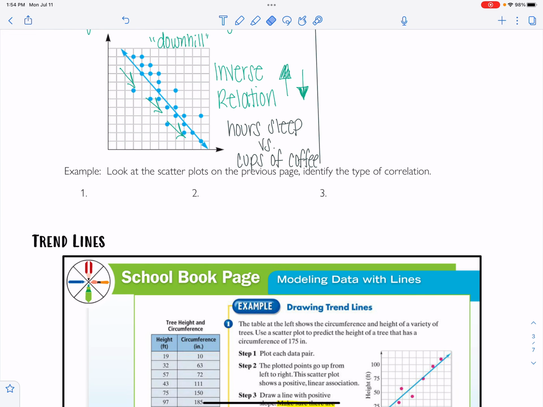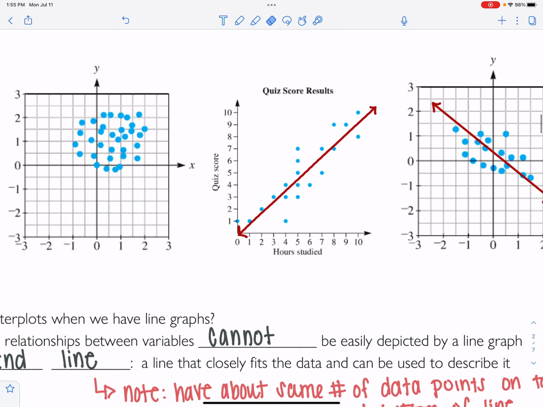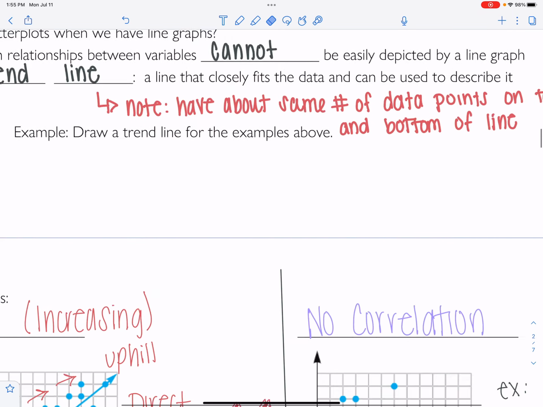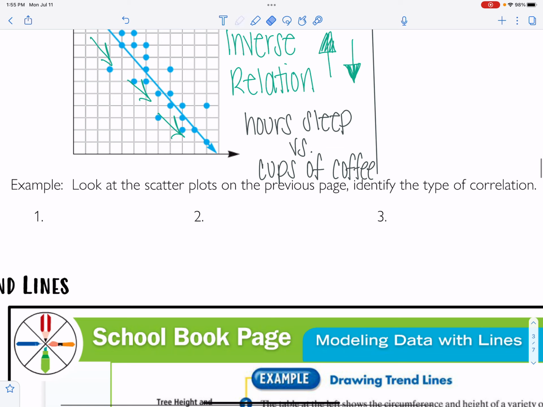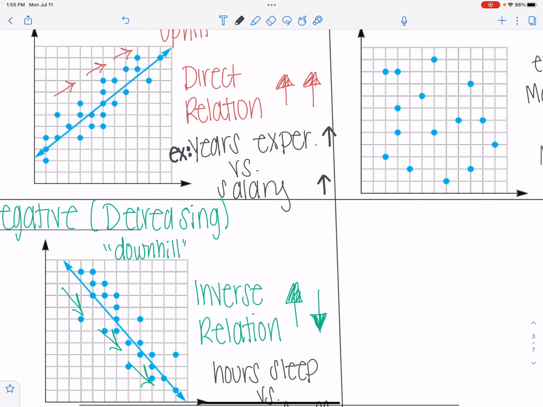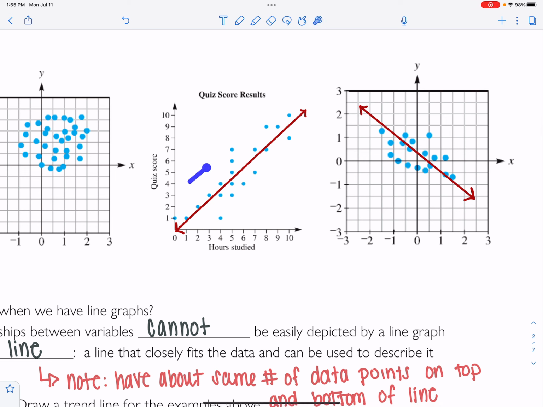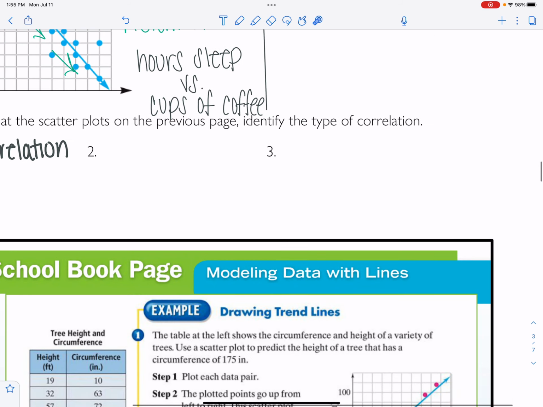So then it says, look back at the scatter plots on the previous page, so the ones that we did at the very beginning, and identify them as no correlation, positive or negative. So this first one we said was completely random, so that's going to be an example of no correlation. The second one is generally going uphill, and so that's going to be an example of a positive correlation. And the third one, the trend line is going downhill, or the points are going downhill. So that's going to be an example of a negative correlation.